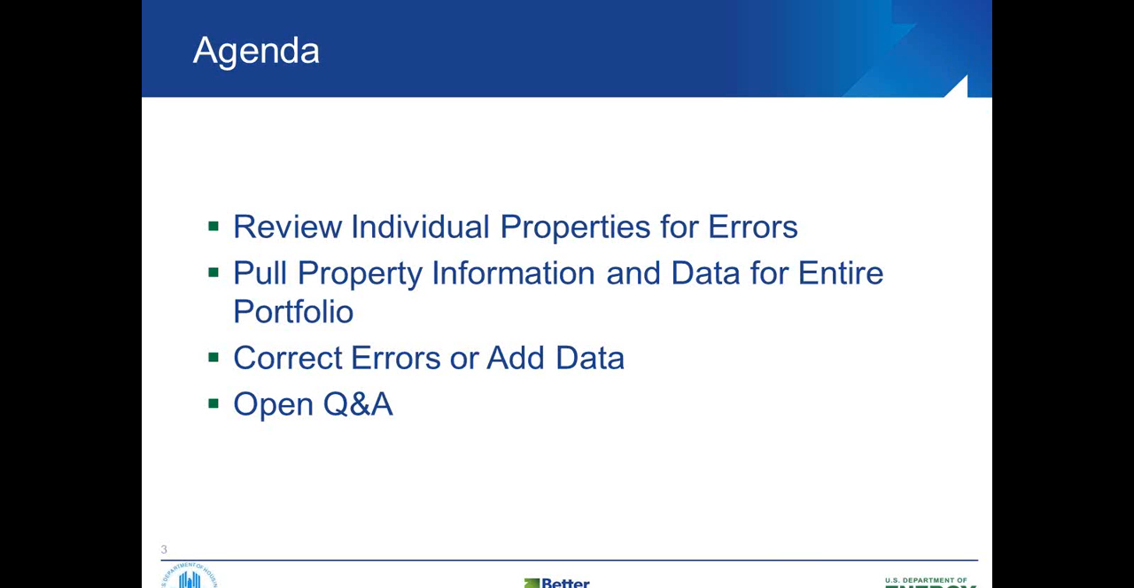The first thing we're going to do is click into an individual property and try to figure out what's causing some of the errors. Either you're not seeing an energy use intensity, or you thought you'd have an Energy Star score, but you don't. So a couple things like that. Then we're going to pull a report from Portfolio Manager that gives us information for all of our properties at once. And then from that report, we're able to go back into our properties and correct some of the errors, or add some data that the Portfolio Manager report told us that we were missing.